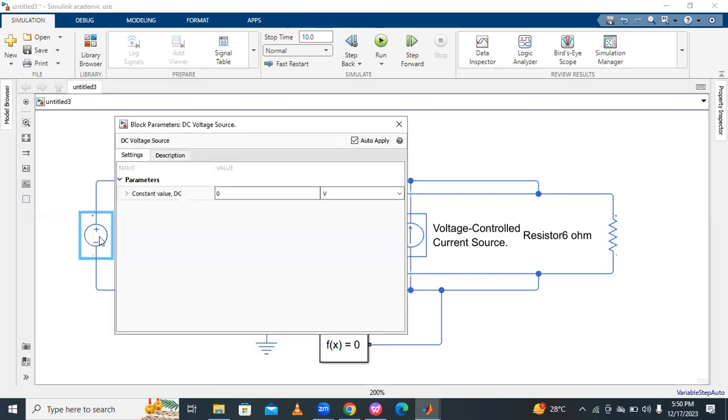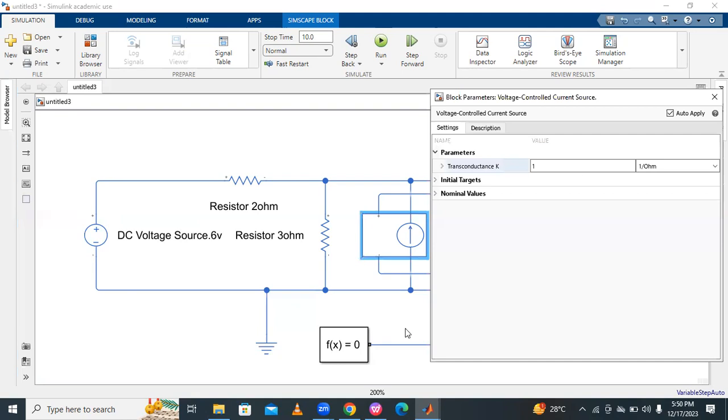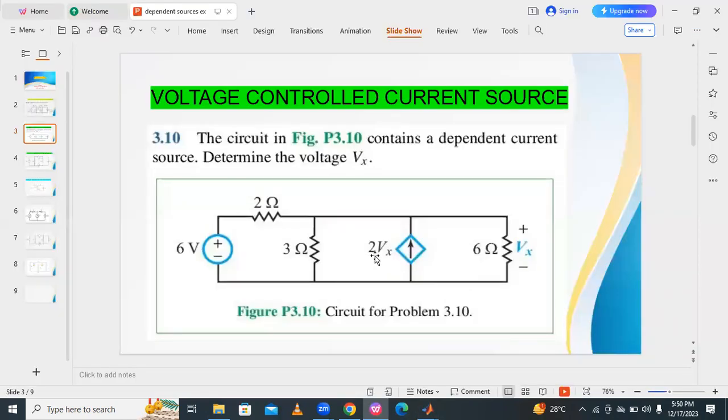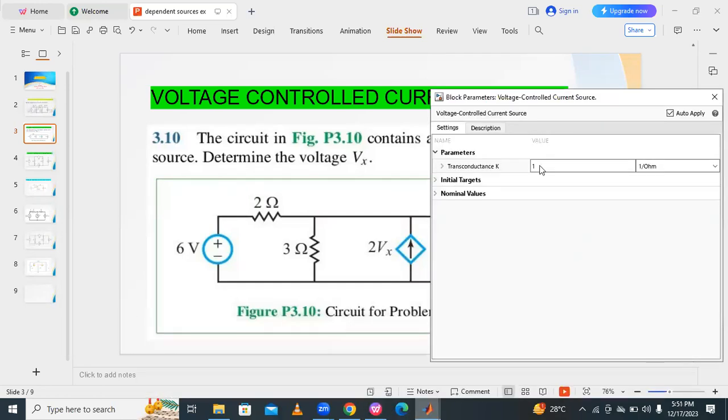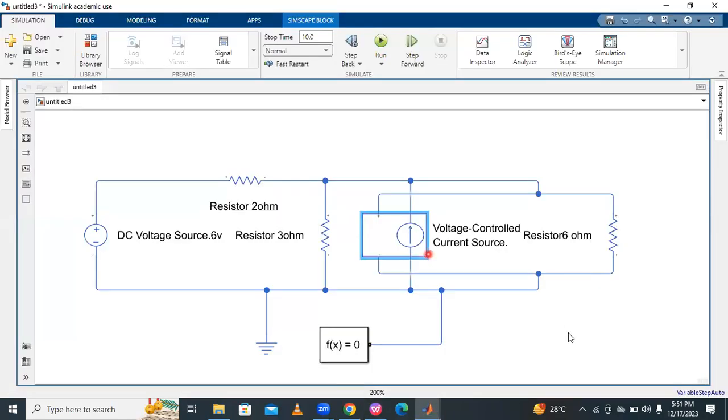How much voltage for this DC voltage source? 6 volts. Apply, then close. The DC voltage source, how much here? 6 volts. And next, open this transconductance K. What is that constant? Transconductance is 2. Here 2Vx, that's why I write here 2Vx. Transconductance here 2. Then close. Okay, so like this the circuit connection is over.